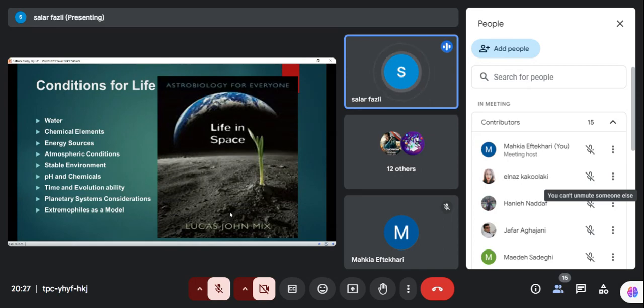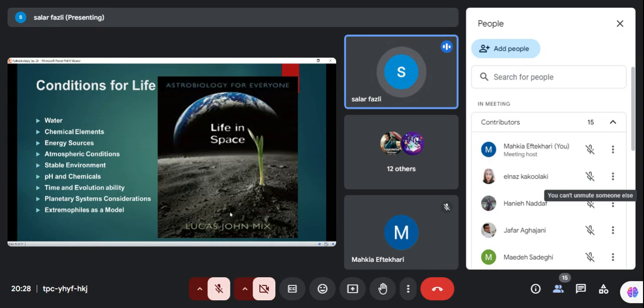So the most important one is liquid water. It's so essential for sustaining life. Water facilitates biochemical reactions, serving as a medium for metabolic processes. It dissolves essential minerals and nutrients needed for biological functions. So understanding the essential conditions for life is critical in the search for extraterrestrial existence.